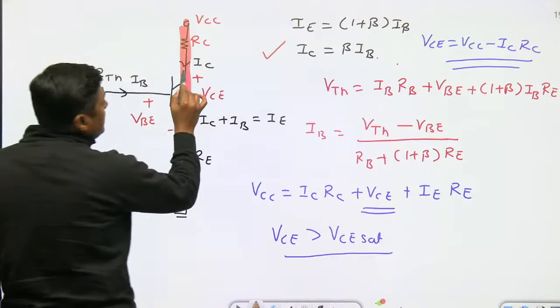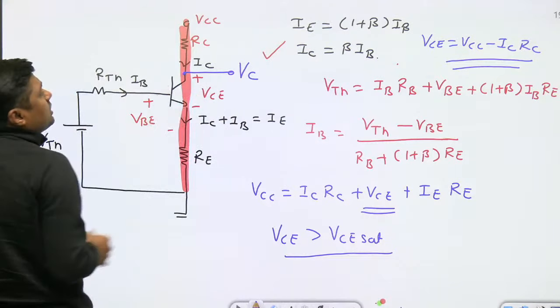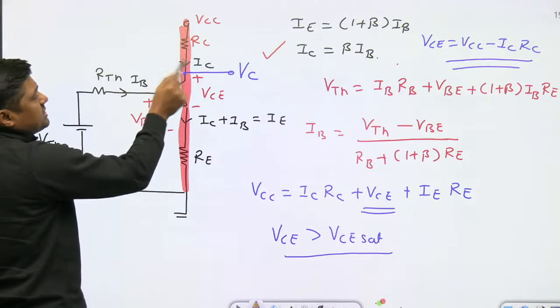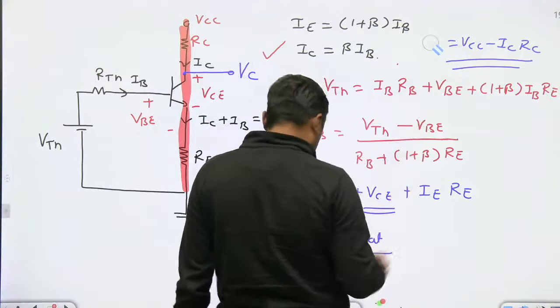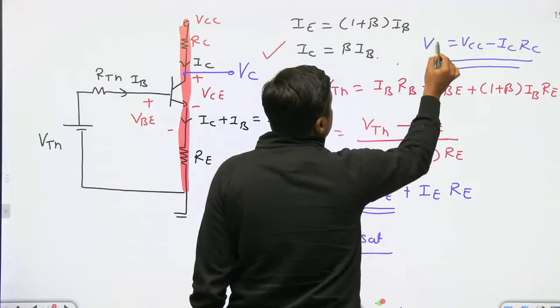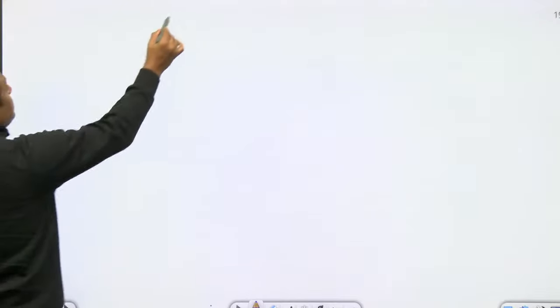Second, if it is asked what is the VC, what is the collector terminal voltage, then you can write VCC minus IC into RC. So correct this formula. So this is a self-bias circuit. Last one, then we will solve some questions. Last is what? Collector-to-base bias circuit.